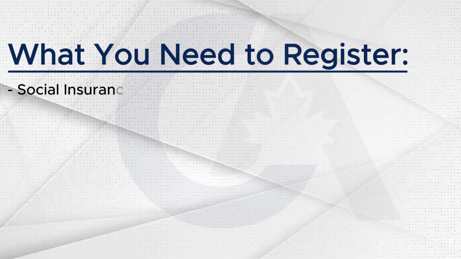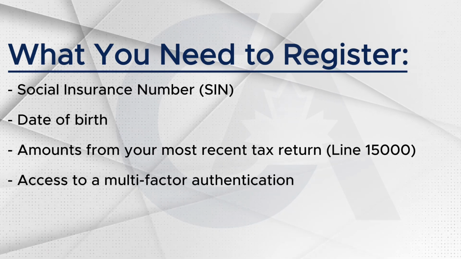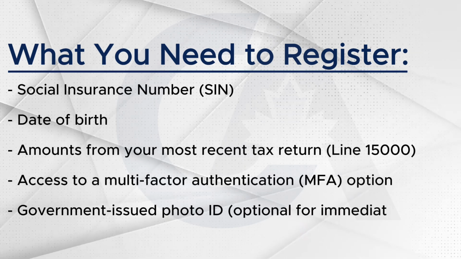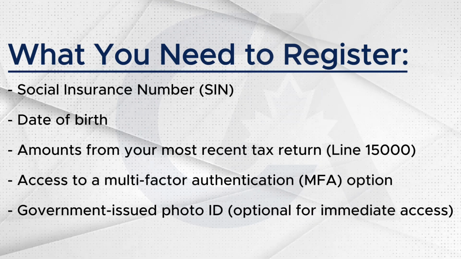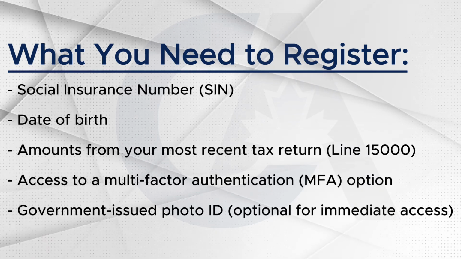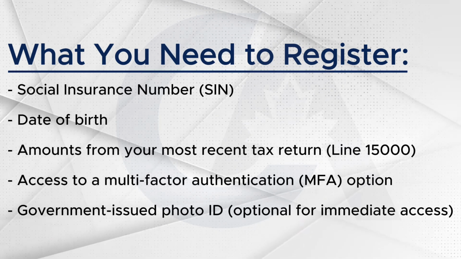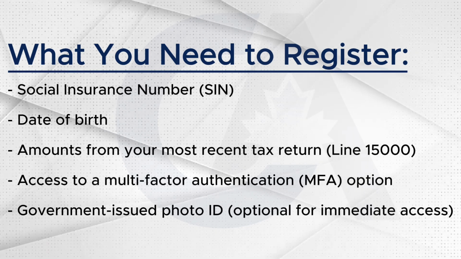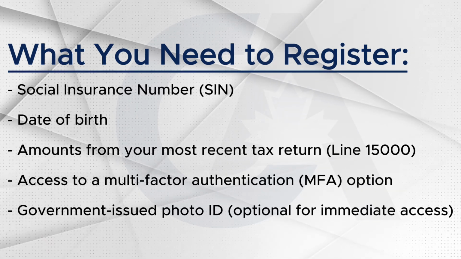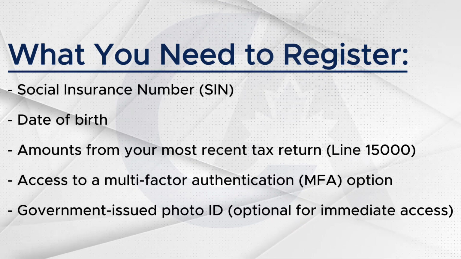Before you start registering, make sure you have all the required information. You will need your social insurance number, your date of birth, the amounts from your most recent tax return, line 15,000, access to a multi-factor authentication option such as your phone or email for security, and optionally, a government-issued photo ID if you want immediate access. Having these ready will make your registration process smooth and quick.